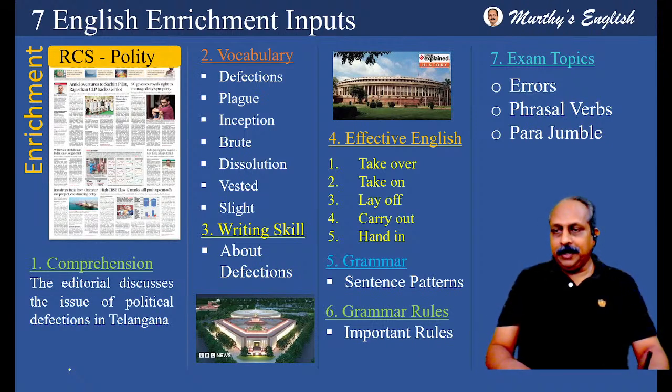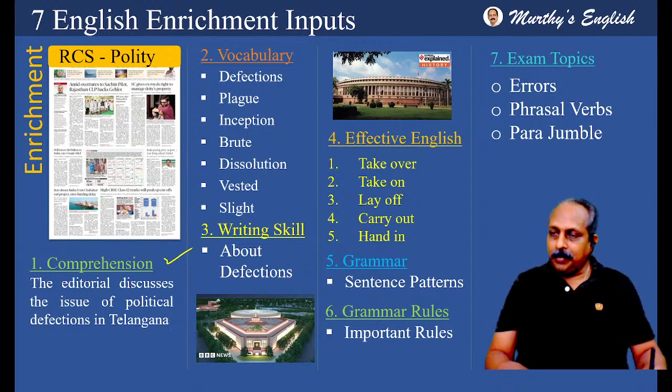Seven English enrichment inputs. Let us see what the inputs are for today. First one, comprehension skill, point of view. The source is The Hindu paper, one of the editorials, and today's topic is all about political defections. And this provides some sort of insight regarding polity, an important area that goes with SLEEP's acronym.